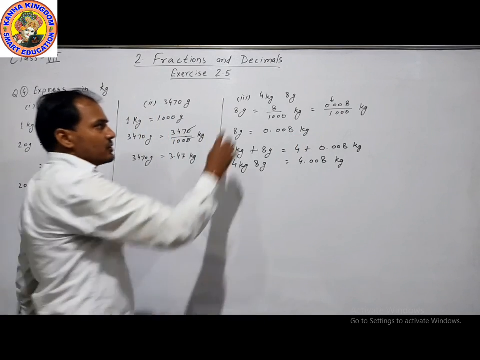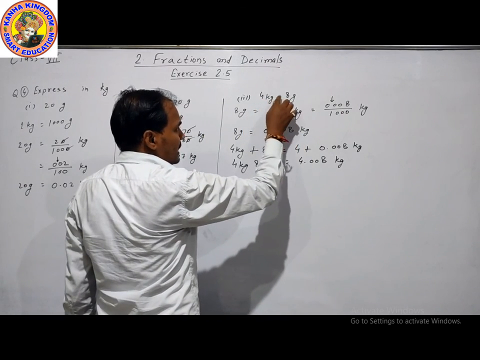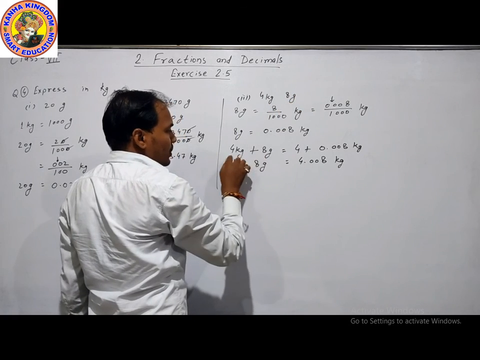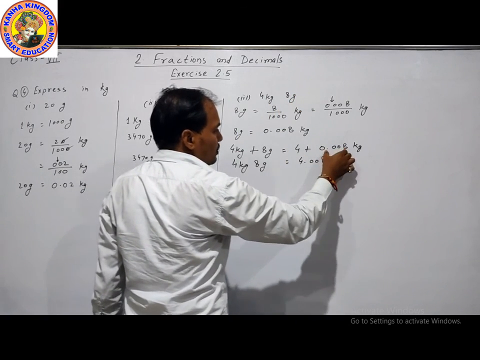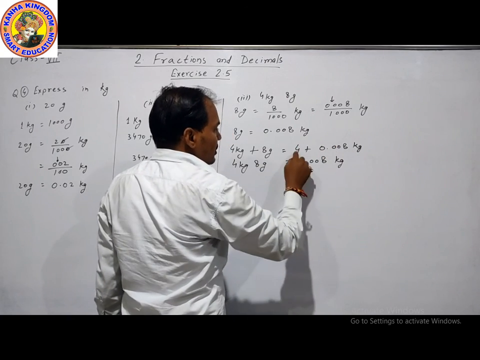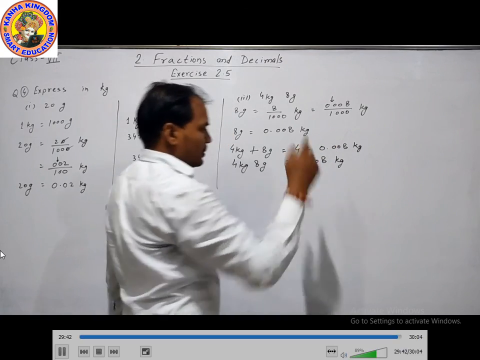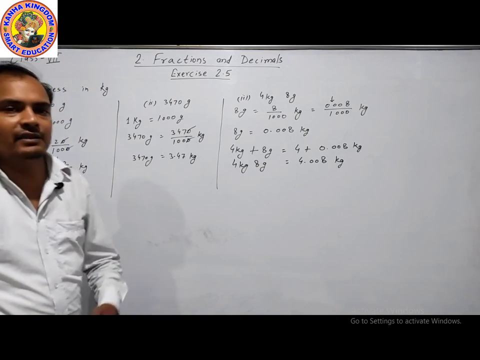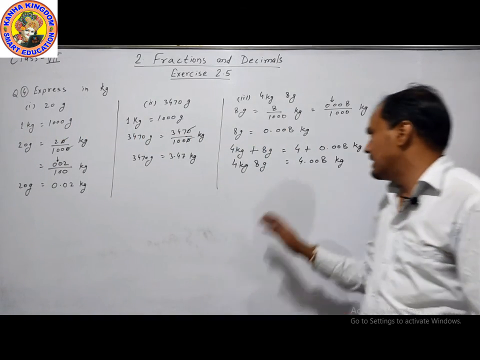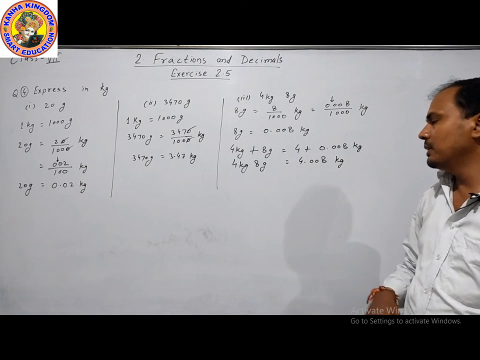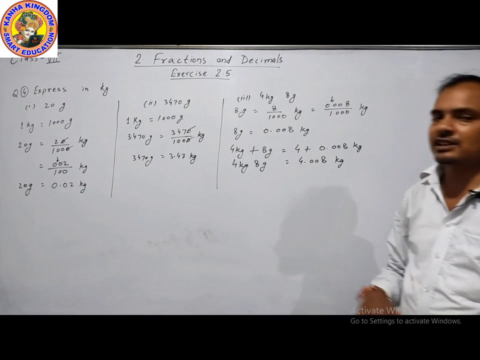0.008. The question is 4 kg then 8 gram. 4 kg plus 8 gram. 4 kg is 4, 8 gram is 0.008 kg. 4 plus 0, 4. Integer will add with integer, decimal will add with decimal. So our answer is 4.008 kg. You can take a screenshot of this.